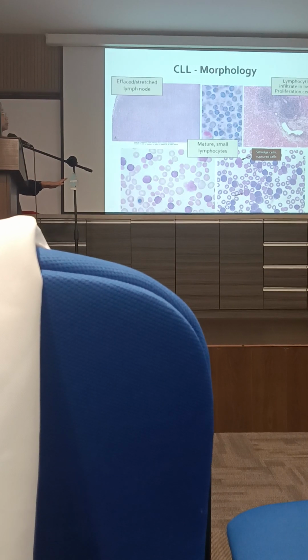Okay, so if you're talking about chronic lymphocytic leukemia, they are mature small lymphocytes. In the exam, this is what we want you to write. Plus minus smudge cells. But for undergraduates, if you already know it's CLL, whether you see them or not, you write it.